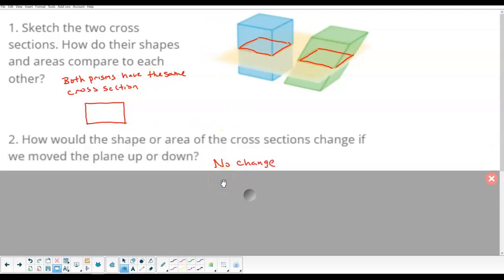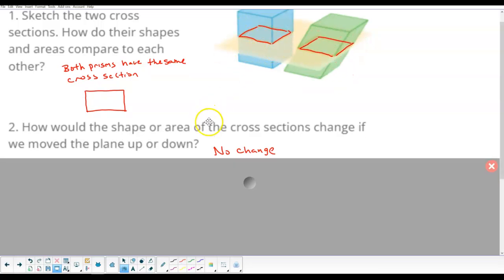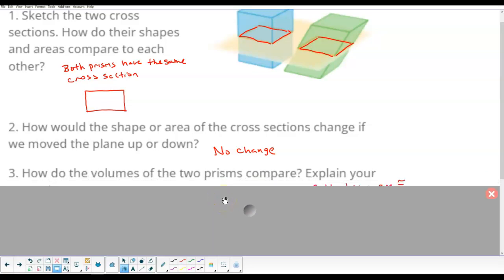How would the shape or the area of the cross sections change if we move the plane up and down? If I moved up and down vertically parallel to the base, that would be just like selecting a different note card in the order of the stack. There would be no change. It would still be a rectangular cross section with the exact same area. So no matter where I'm at on either stack, the cross-sectional area from all the way down to the top, all the way up to the bottom, would be equal. Every single one of them would be the exact same shape, size, and have the same area.